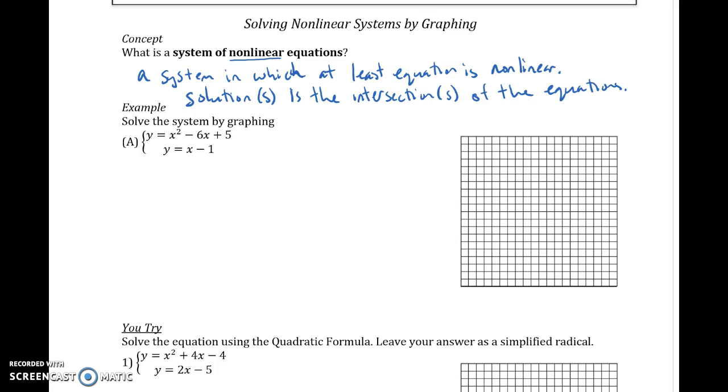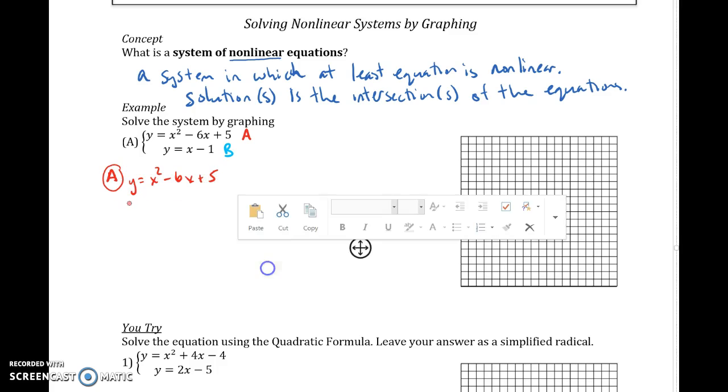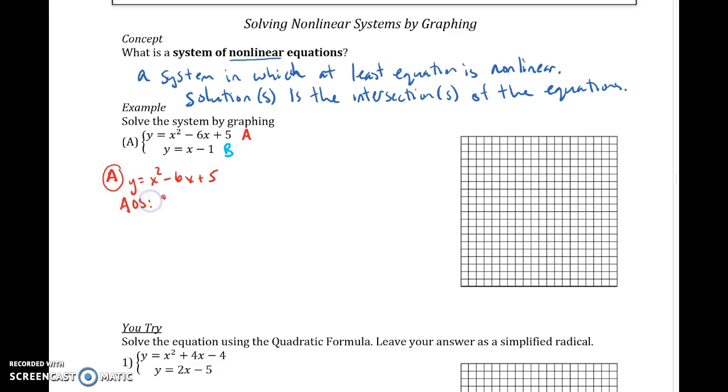So what you want to do is make sure you graph both functions. We have two different equations, and I'm going to call them A and B, and label them on my graph. Then we'll graph just like what we've done before. Graphing the quadratic equation for A, y equals x squared minus 6x plus 5, I'm going to start by finding my AOS: x equals negative b over 2a. So that's 3, and then I can make my table.